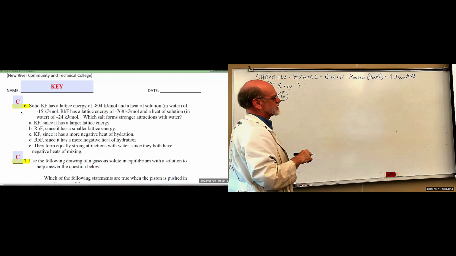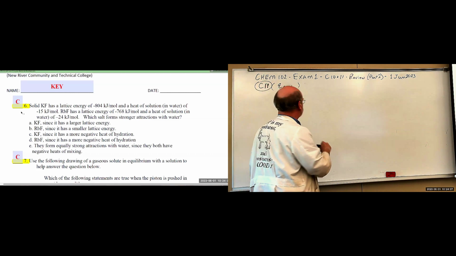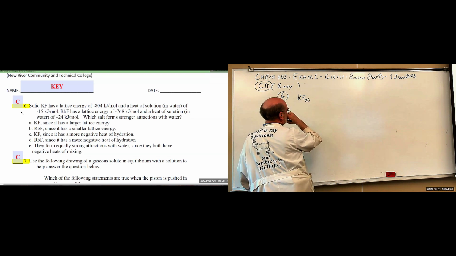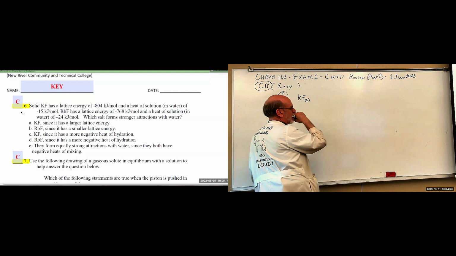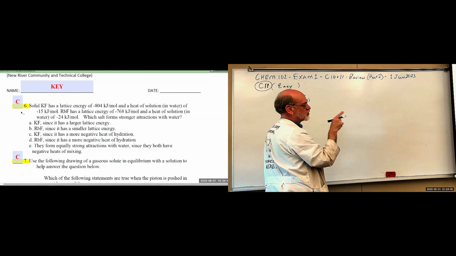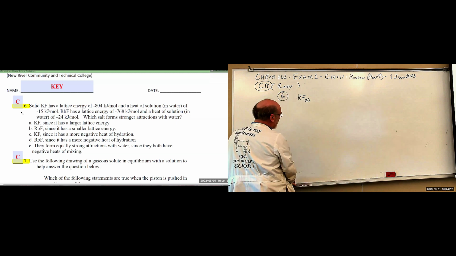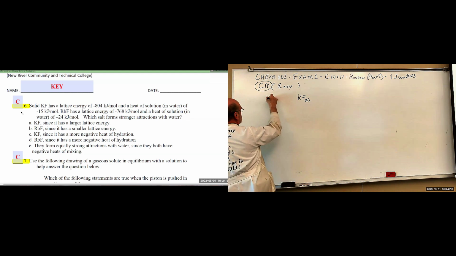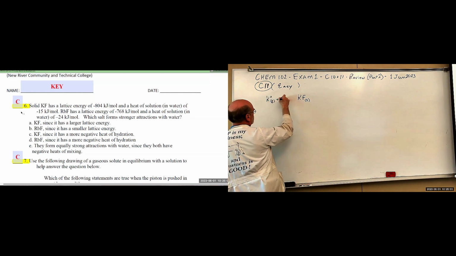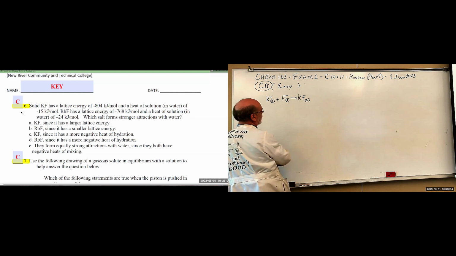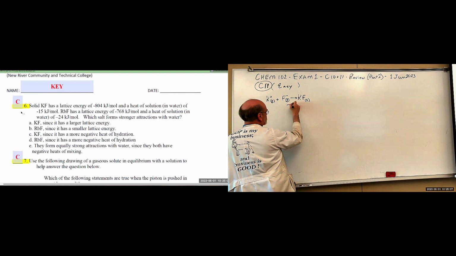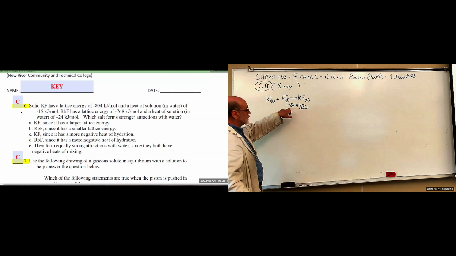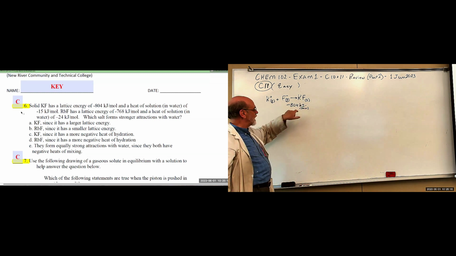Solid KF has a lattice energy of minus 804 kilojoules per mole. So the lattice energy actually would be written like this, and that would give us minus 804 kilojoules per mole. That's exothermic. Going from a gas to a solid, it gives up that much energy.